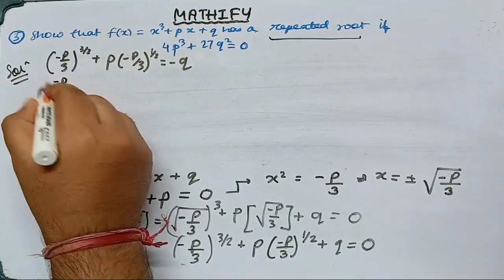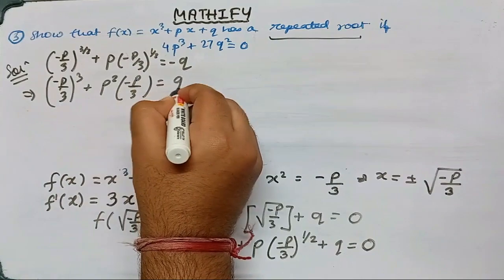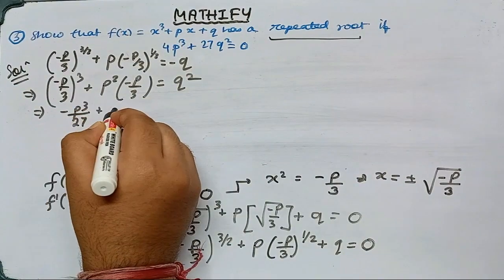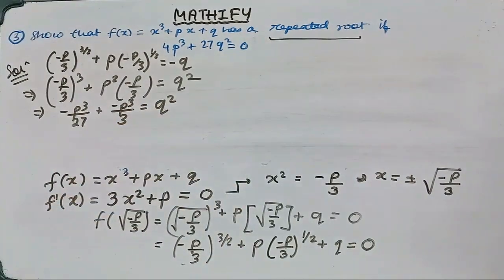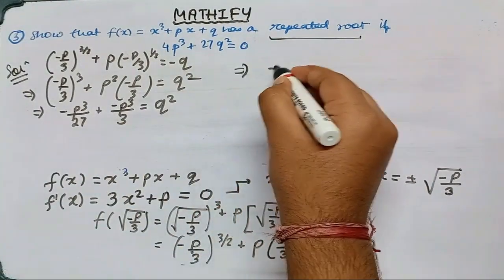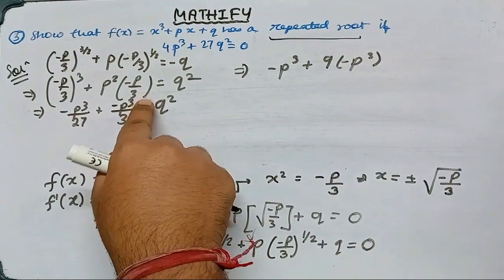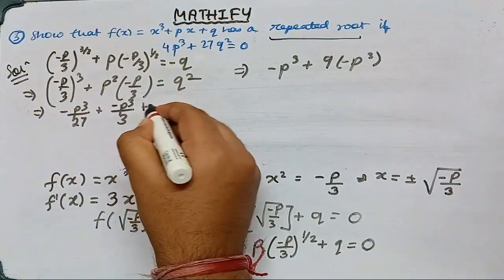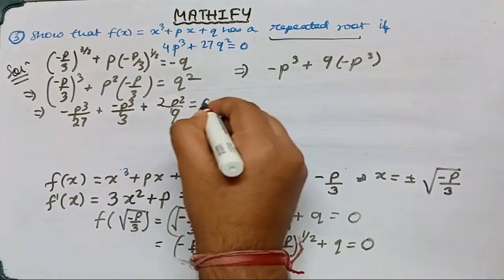So it is minus p third whole cube, squaring both sides, p square minus p by 3 is equal to q square, and then minus p cube by 27 plus it is minus p cube by 3 is equal to q square. So I can now multiply both sides by 27. So it is equal to minus p cube plus 9 into minus p cube. Okay, I have missed one term here. I have whole squared this, so I will also have a plus 2p square by 9, and that will be equal to q square.